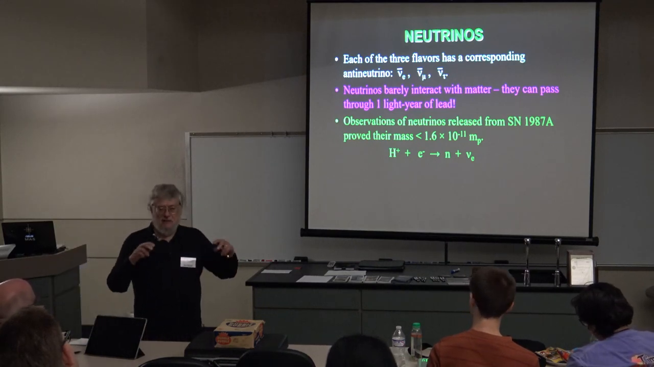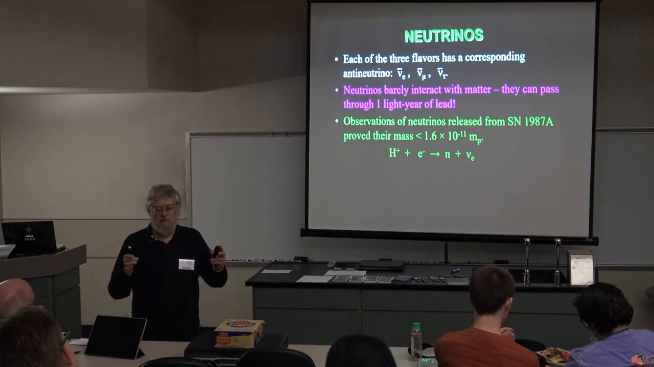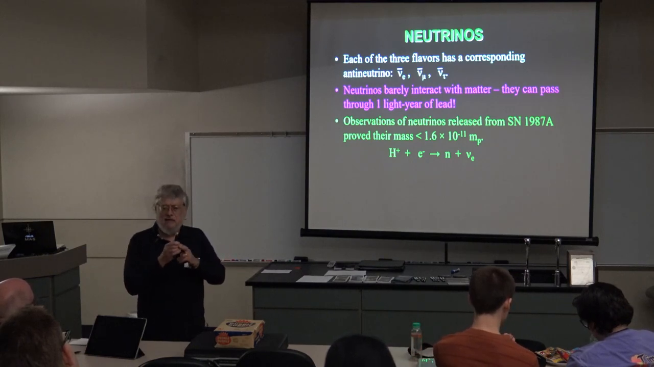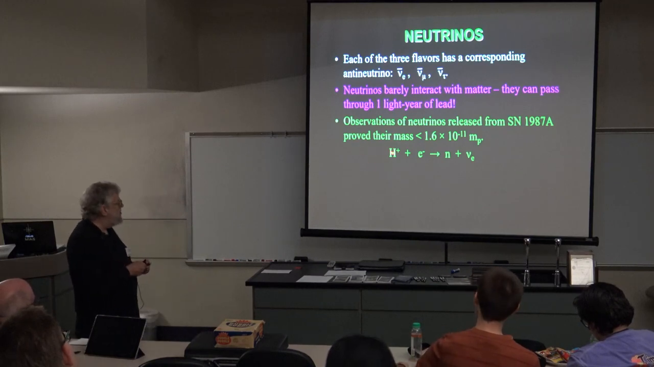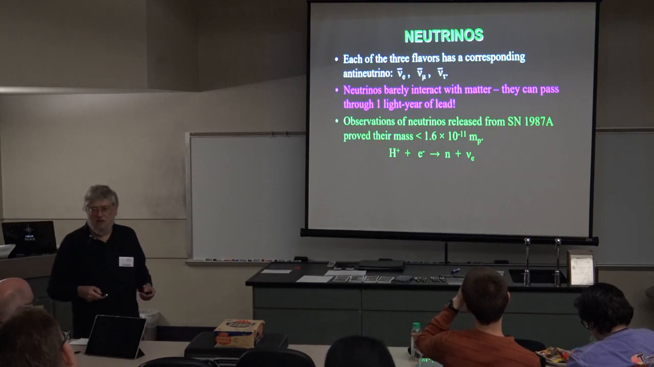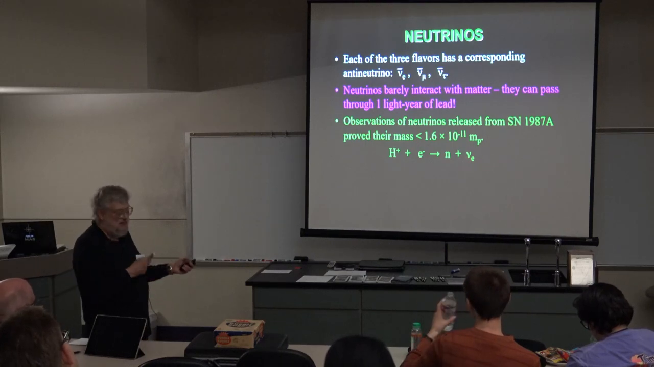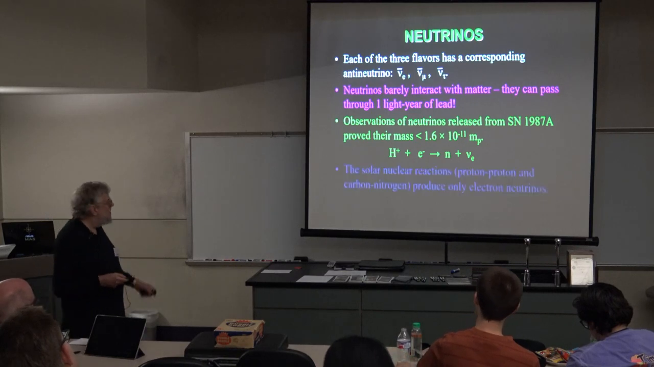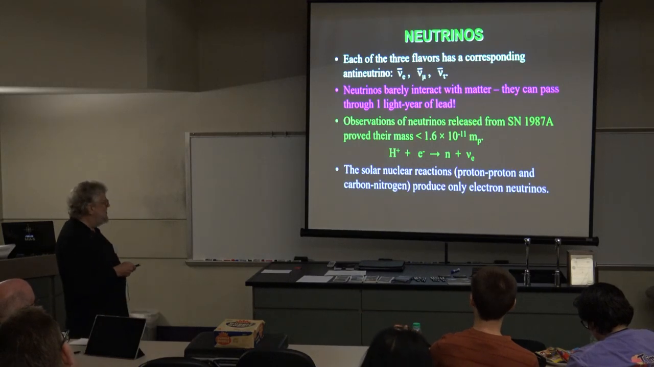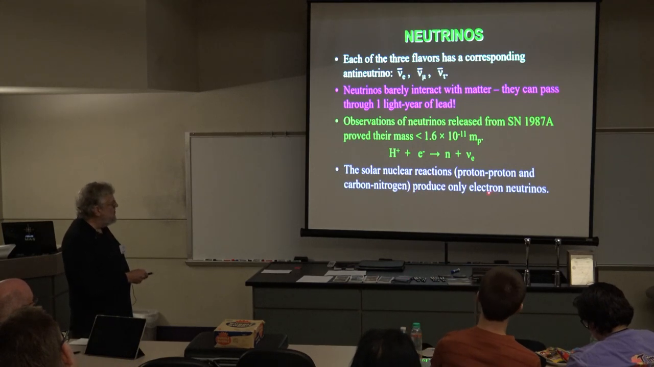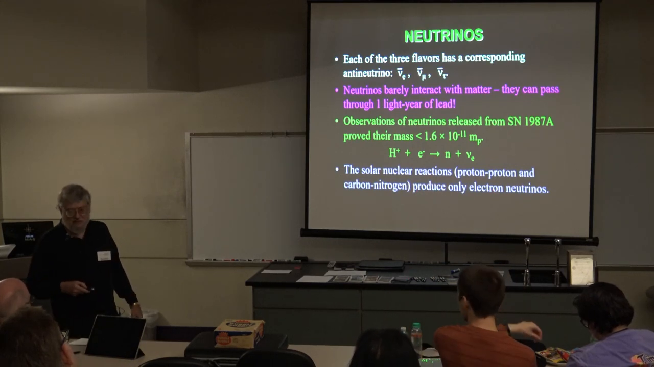The inner part, the force of the explosion is focused in on the core of the star, and that is such an intense explosion that it causes protons and electrons to merge together to form neutrons, and the electron neutrinos are formed along with it, and those are the ones that come popping out of a supernova explosion. And in case I hadn't mentioned it before, the solar nuclear reactions, both the proton-proton and the carbon-nitrogen, produce only these electron neutrinos, the nu sub e.